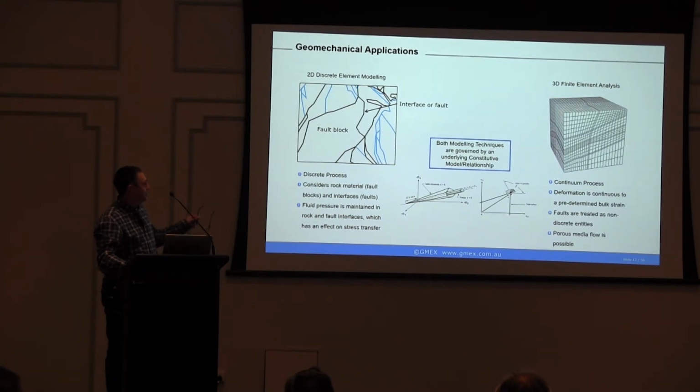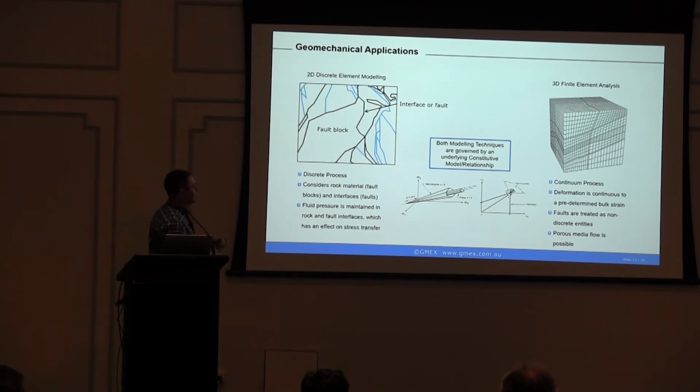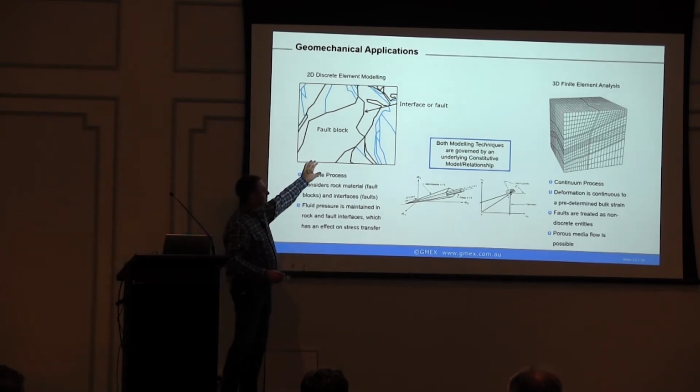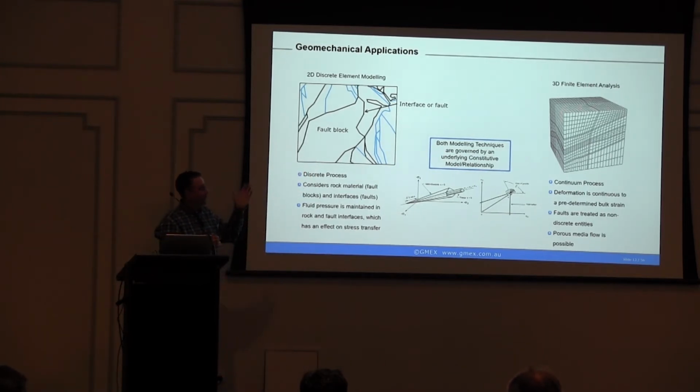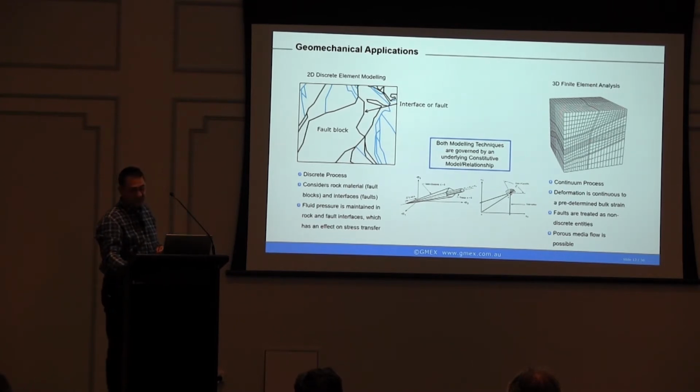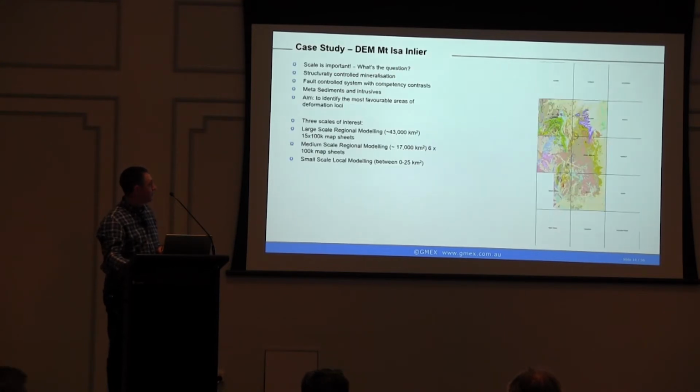So the 2D work that I'm going to talk about is based on discrete processes. The rock material within the model is deformable, but it also really concentrates on the interface between these faults and lithological contacts. And the 3D is a continuum process, so faults you'll actually find are more like shear zones. They're both governed by, I guess, constitutive relationships, and Mohr is one that actually describes upper crustal rocks very well.